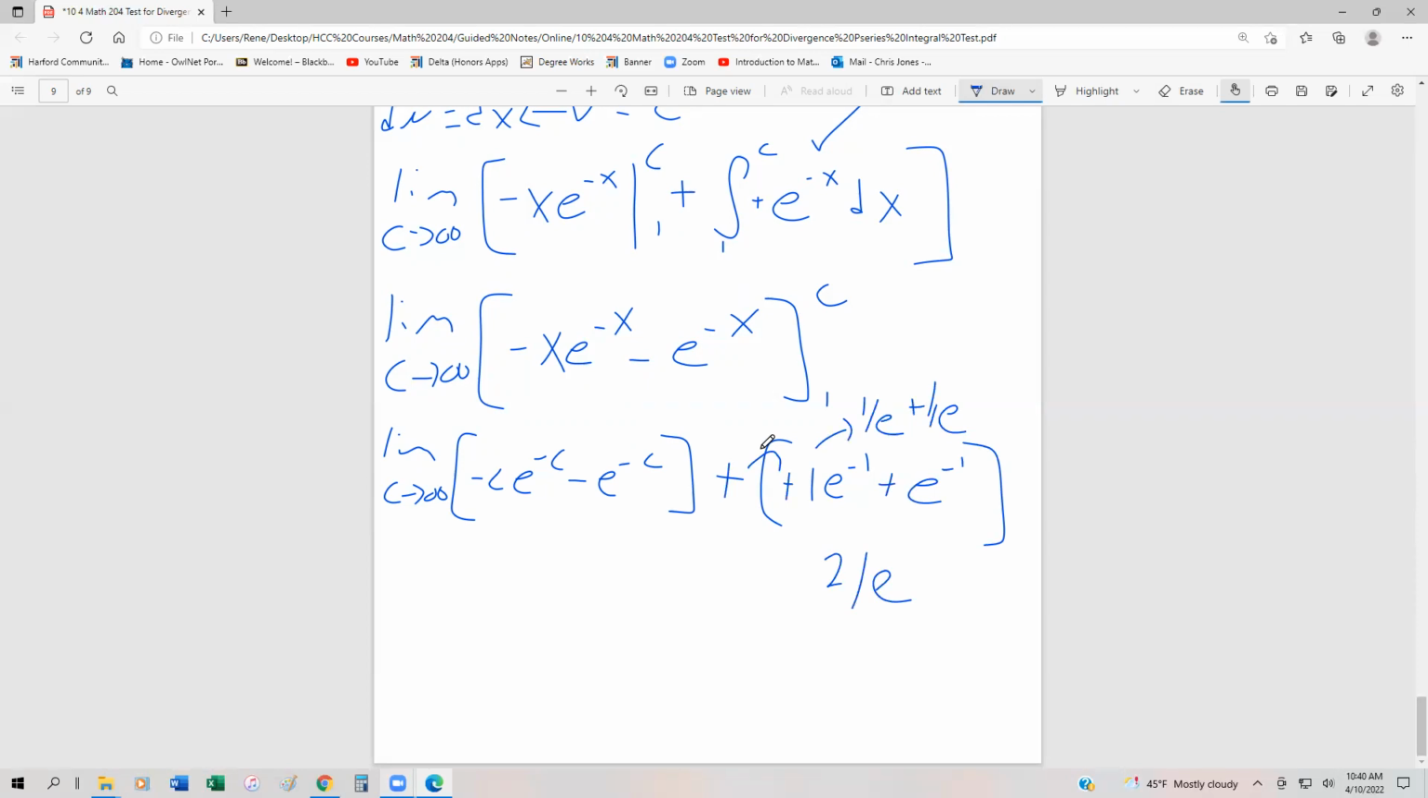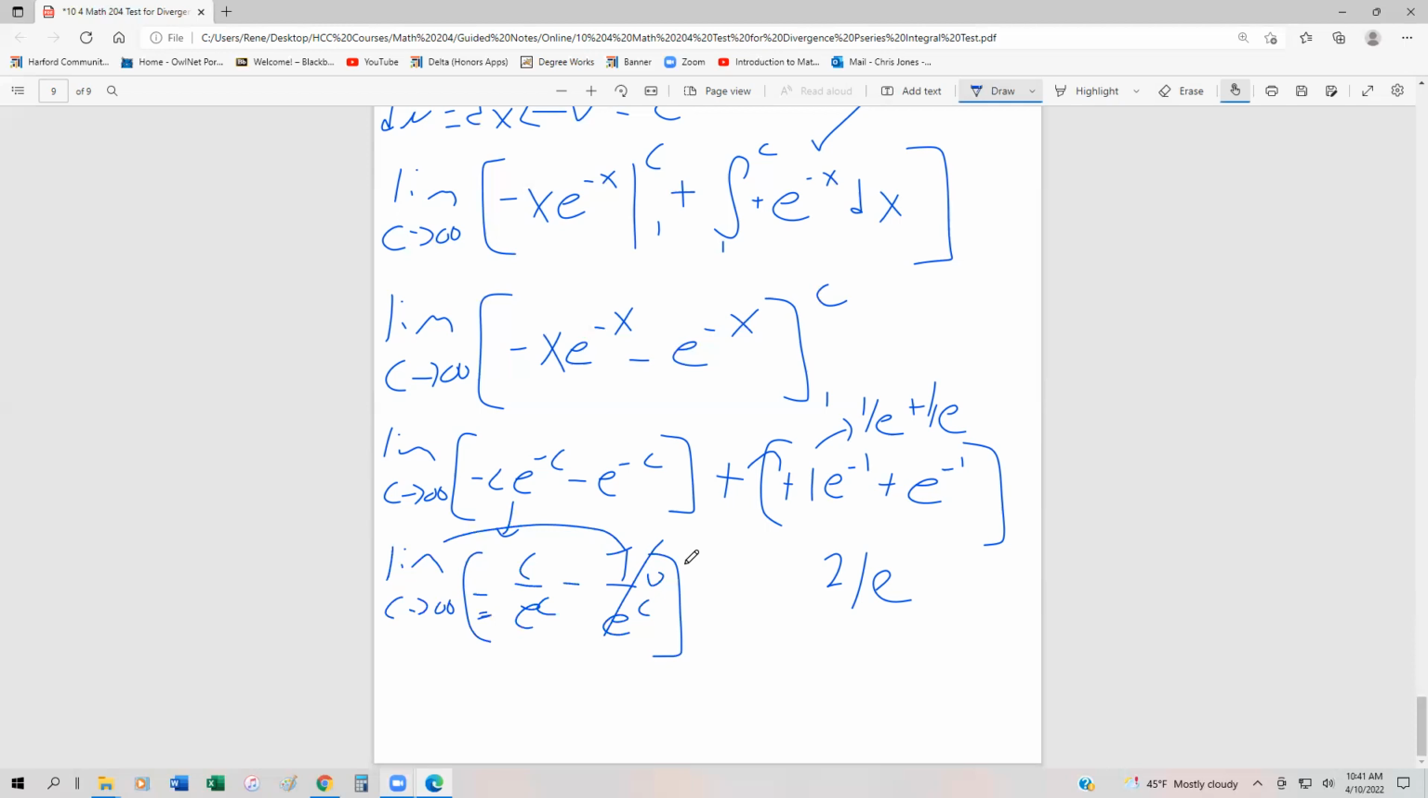This part right here is a little bit sneakier. Now we have the limit as c approaches infinity of the opposite of c over e to the c, minus 1 over e to the c. Now think about this. If we applied the limit to this second part, that would just become 0 because we would have 1 over infinity. But what about the first part? That actually goes to infinity over infinity, or negative infinity over infinity because of the negative sign in front.